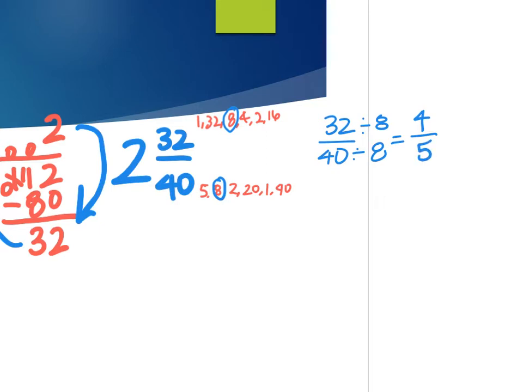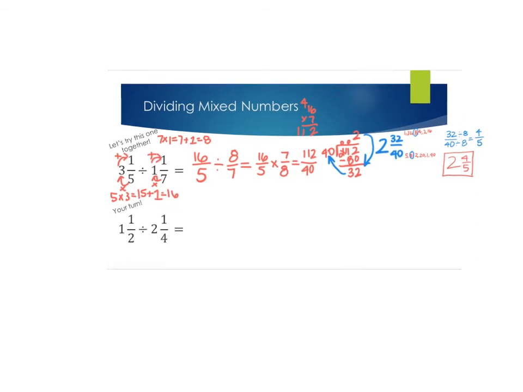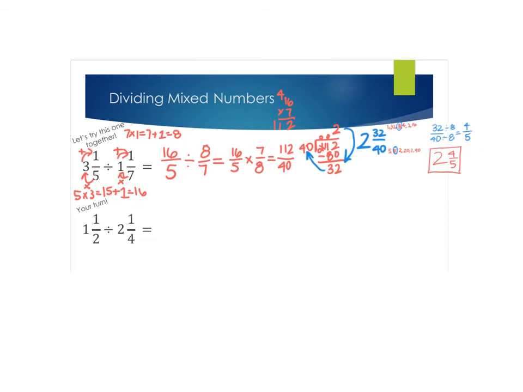Is my final answer 4/5? Oh, no, it's not. I got to remember my whole number that I had here of 2. So my final answer would actually be 2 and 4/5 after I simplify my fraction. So I want you to go ahead and try out the bottom one, 1 1/2 divided by 2 1/4. Pause the video and then try it out.